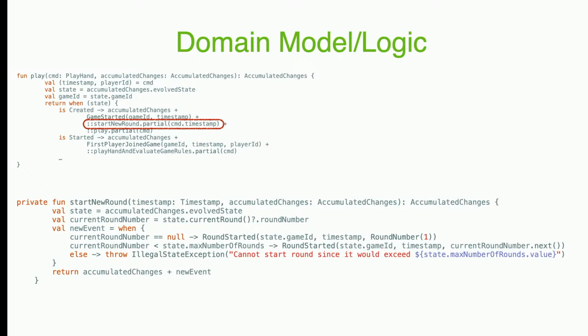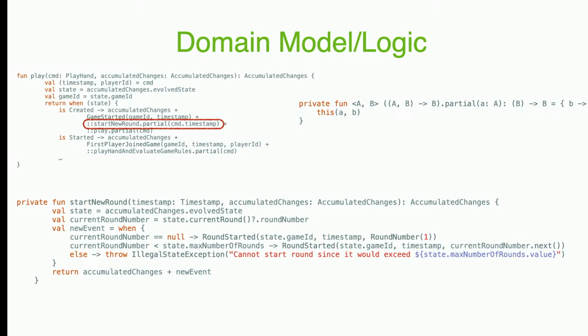We create a new function from this function that has one argument applied already. So this is what we do here. We do dot partial, and then we just supply this timestamp. So this will return a new function that takes accumulated changes and returns accumulated changes again. And now all of a sudden it fits, and everything is nice. And partial, this is not something that's built into Kotlin, but it's really easy to write. It may look a bit abstract, but you can write this in one line if you want to.